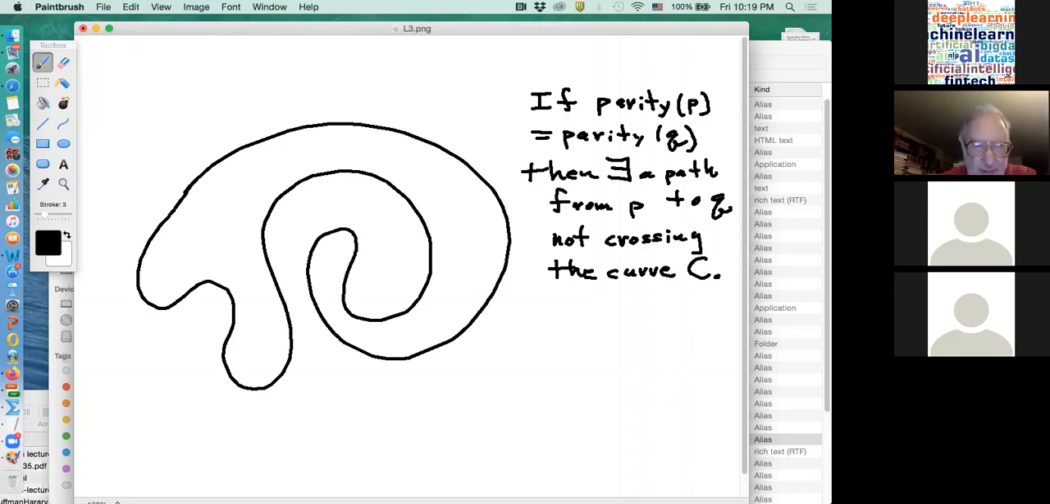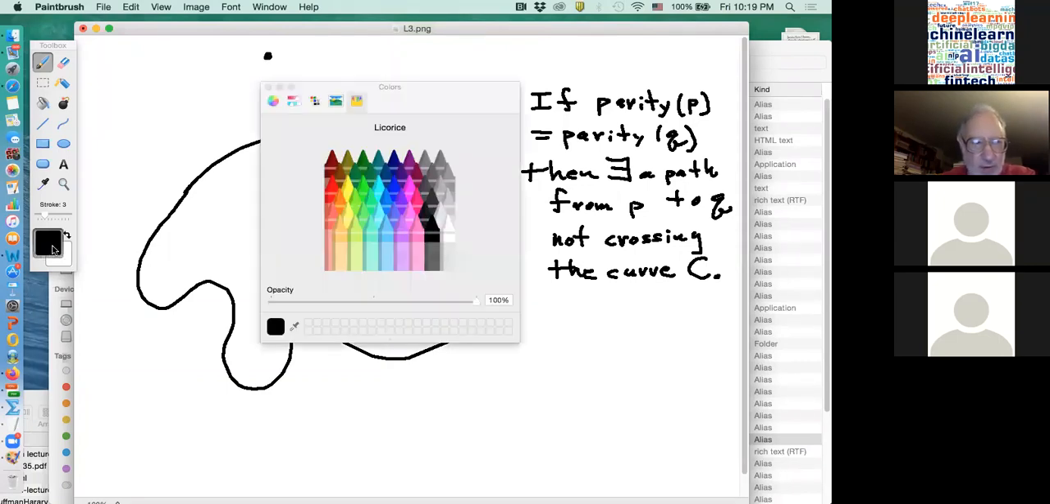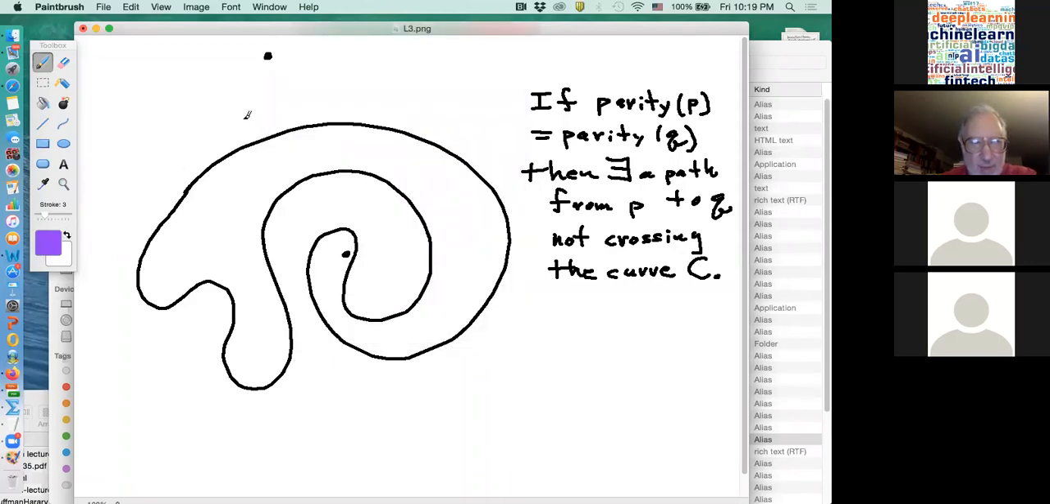And how is that going to happen? Let's take this point, which has parity 1, and it should therefore be able to be connected to this point here. So I want to show you constructively how I will get that path. What I'm going to do is take one of the points. So I have a point P and a point Q. And let's write pi of P for parity. So I have that the parity of P is equal to the parity of Q.